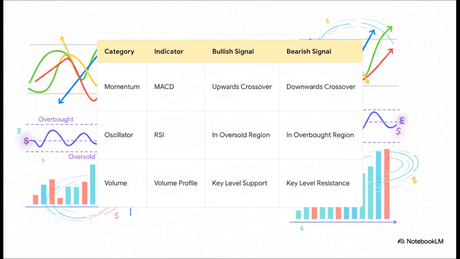You've got your momentum indicators, like the MACD, that tell you about the strength of a trend. Then you have oscillators, like the RSI, which help you see if an asset is getting overbought or oversold. And finally, you have volume indicators, which show you how many people are participating in a move. Is there a lot of conviction behind it, or is it just noise?